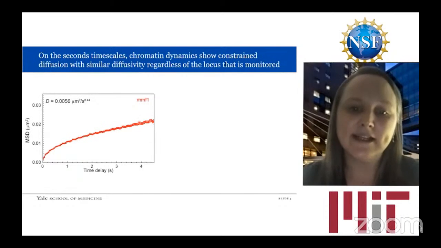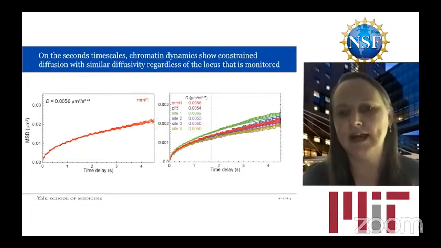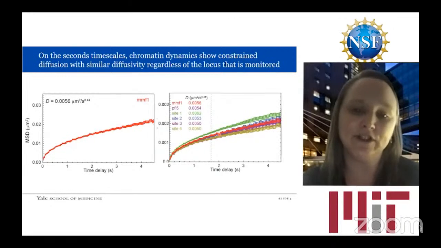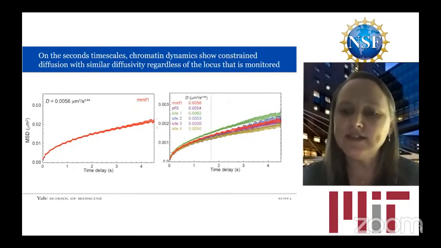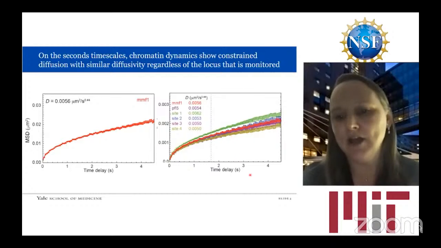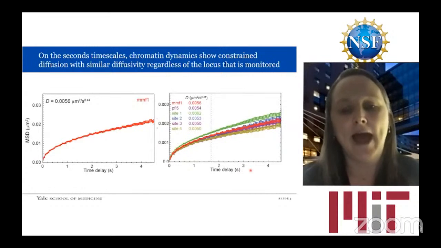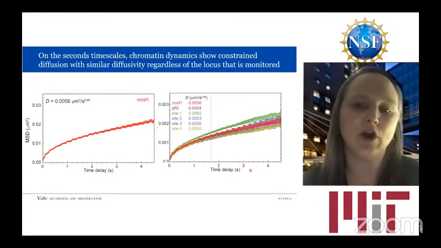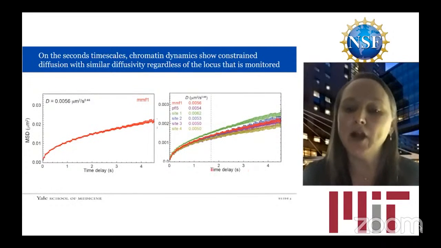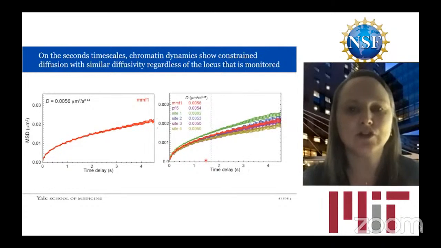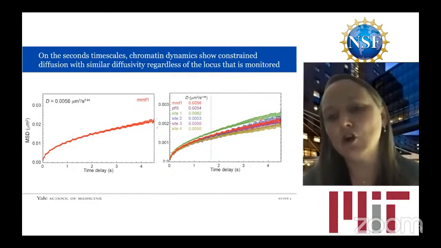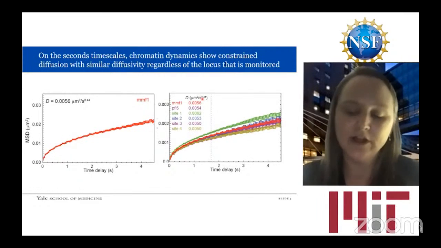But really interestingly, if we look now at many different loci, so here I'm showing you 5 additional loci at different positions throughout the fission yeast genome, we see that the diffusivity is very similar, again, on the seconds time scale. This might be different if we were to look at the minutes time scale, where other kinds of constraints to chromatin mobility might come into play. But on this time scale, we see a very characteristic behavior. And again, from this behavior across different regions of the genome, we're able to describe this scaling exponent.